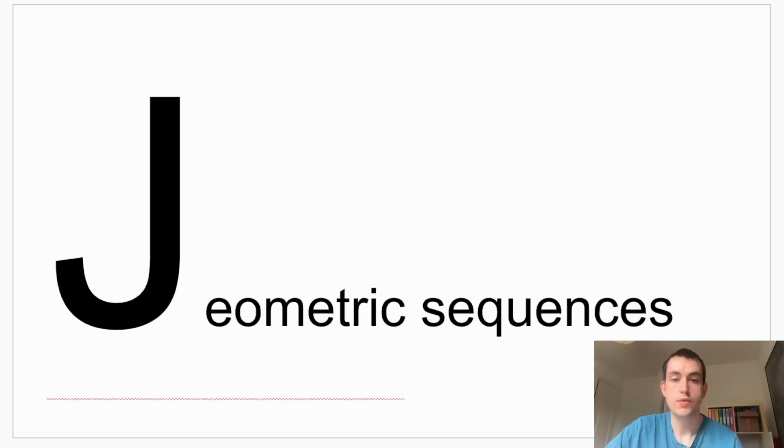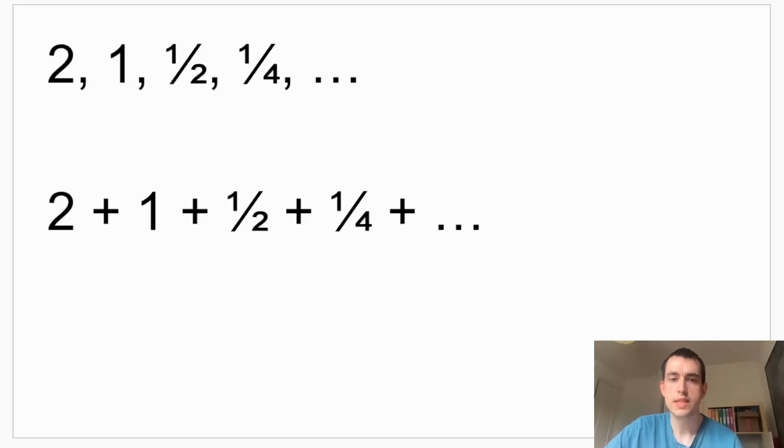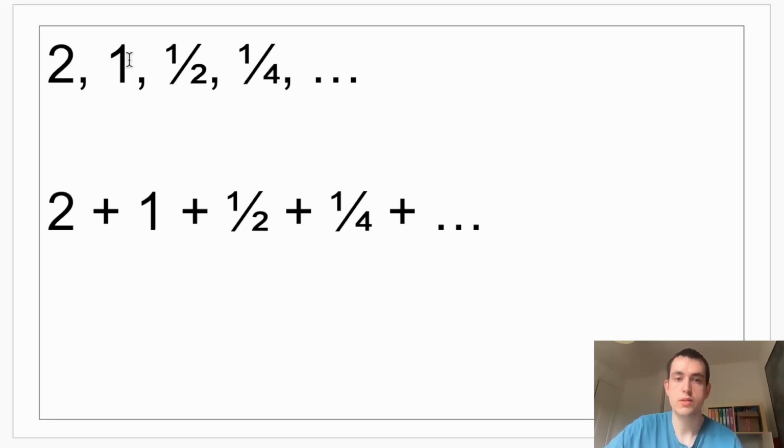J is for geometric sequences. I've been a bit creative on this one. Previously, you've seen sequences that might say times by 2 to get to the next term, or in this case, divide by 2 to get from 2 to 1, 1 to a half, 1 to a quarter. We extend that knowledge just like we did for the arithmetic sequences by thinking about the sums.